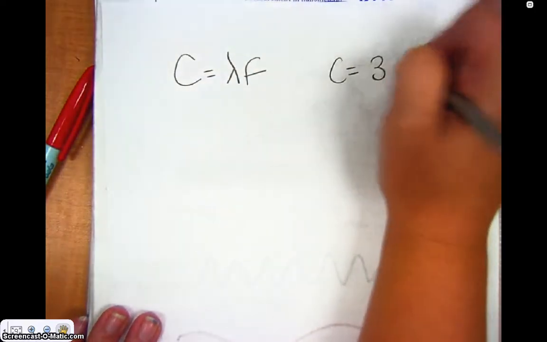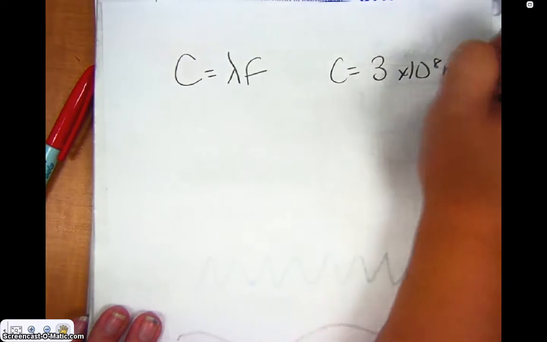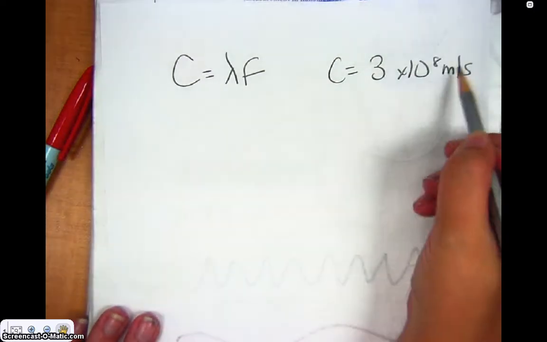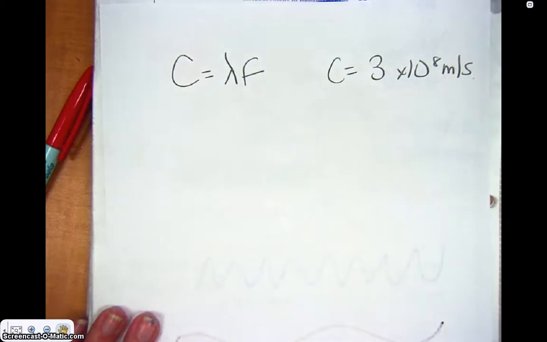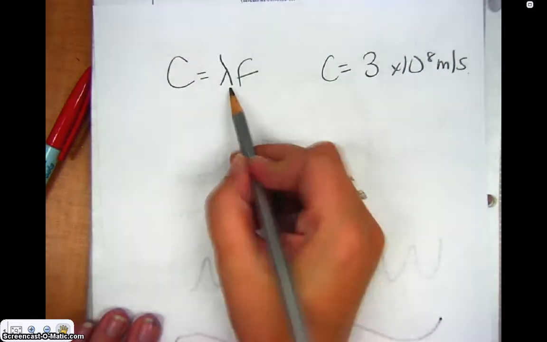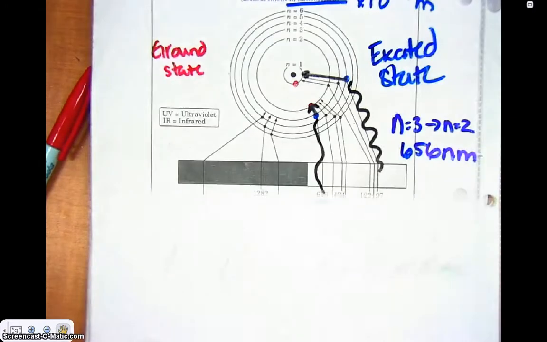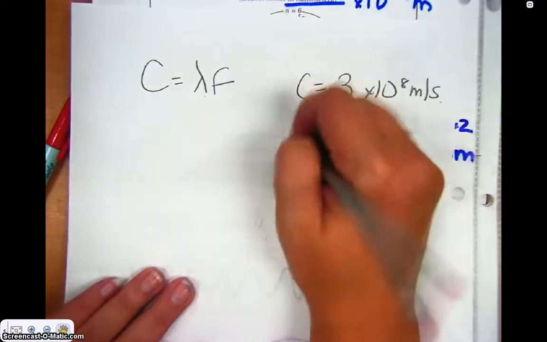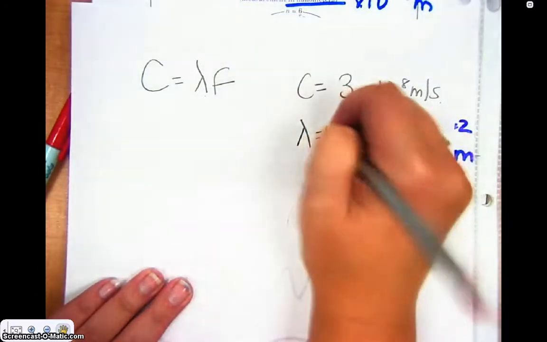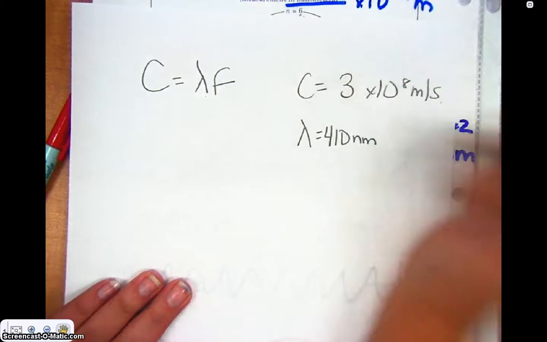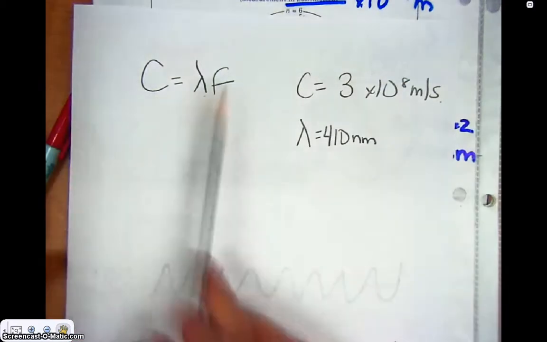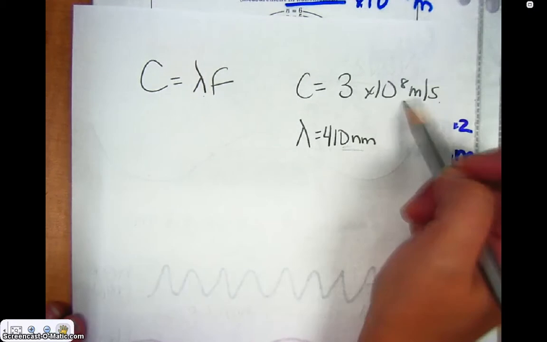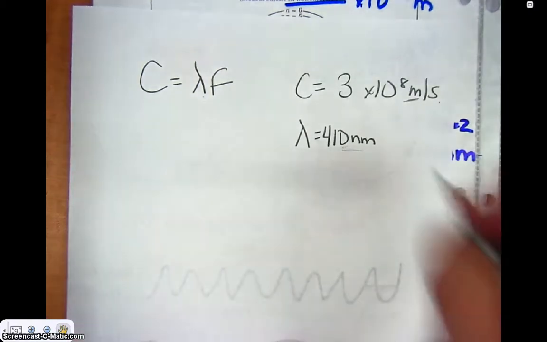It's 3 times 10 to the 8th meters per second. So it's a speed. It's how much distance you cover over how much time. So the wavelength, like I said, we're going to pick this one that's 410, and it's in nanometers. So wavelength is equal to 410 nanometers. However, if we're going to plug this into this equation, we need to have it in meters, otherwise my numbers will be wonky.